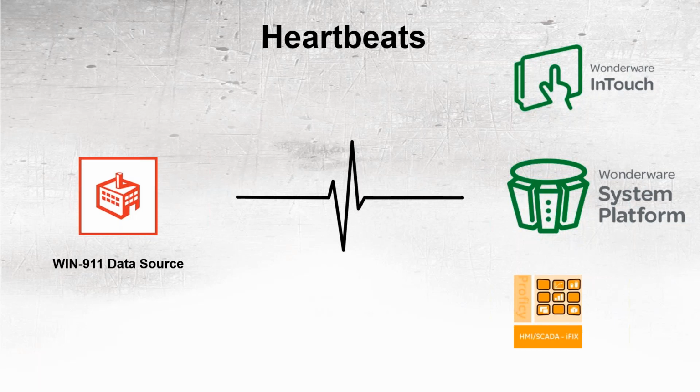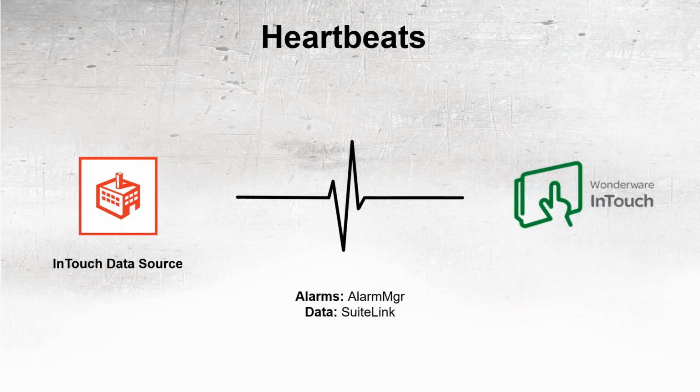So we'll talk through each one of these heartbeats for those data sources I was just talking about. The first one is going to be InTouch. Let me back up a little bit. There's a little bit of a difference between this heartbeat and the way it worked in Win911 version 7, I should say. This new version of Win911 connects to InTouch with 2 different mechanisms. In order to get alarms, we're connecting to the Alarm Manager program.